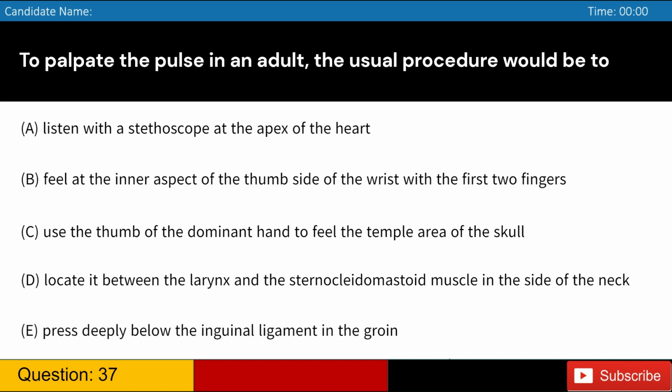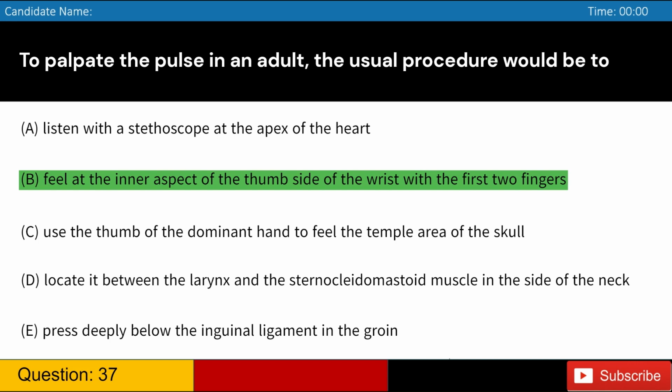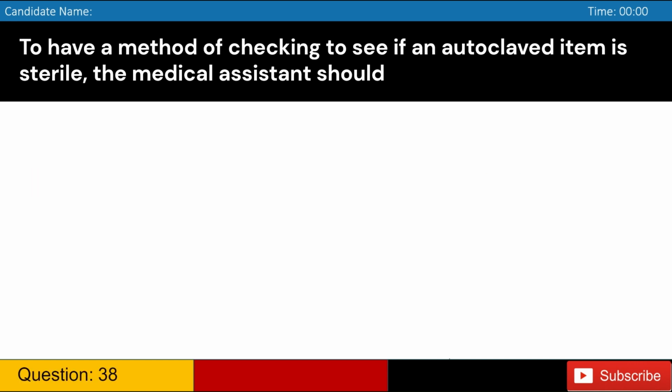E. Press deeply below the inguinal ligament in the groin. Answer B. Feel at the inner aspect of the thumb side of the wrist with the first two fingers. To have a method of checking to see if an autoclaved item is sterile, the medical assistant should: A.